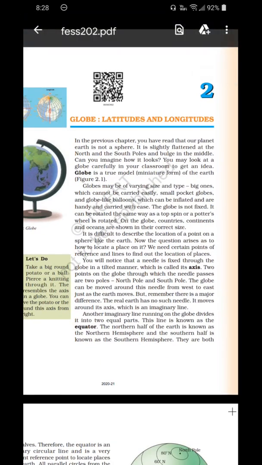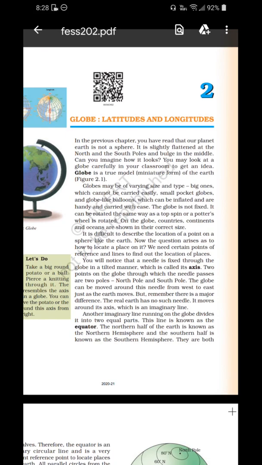Social science, the Earth, our habitat, textbook in geography for class 6th, chapter 2, globe latitudes and longitudes, audiobook. Take a look at figure 2.1, globe.